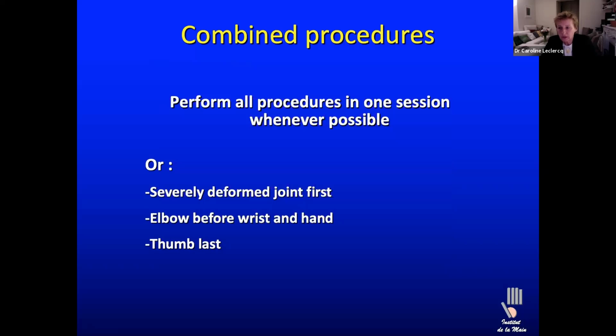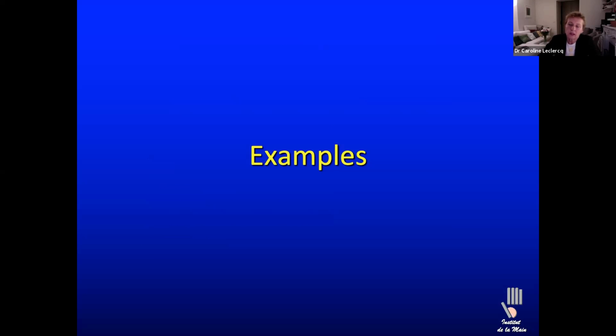But if we have to deal with several areas, several joints from the shoulder all the way to the fingers, if we have to make a choice, we will usually start with the most severely deformed joint and also with the elbow before wrist and hand. We will go from proximal to distal, and I like to end up with a thumb, whose position will be adapted best when we know how the wrist and the fingers are doing.